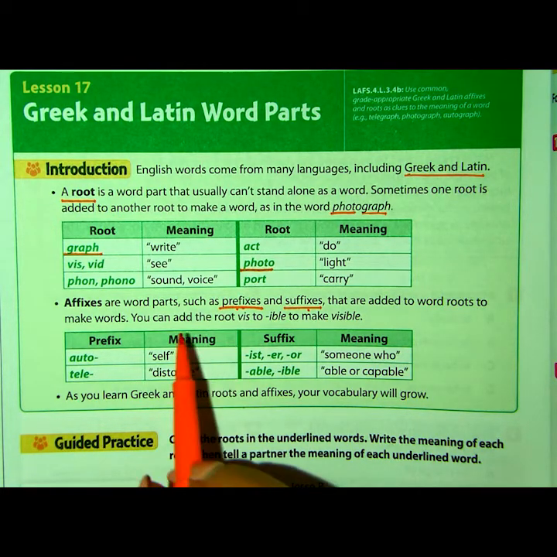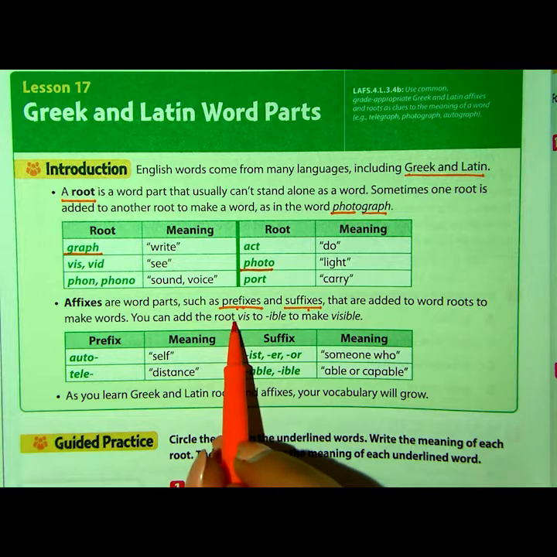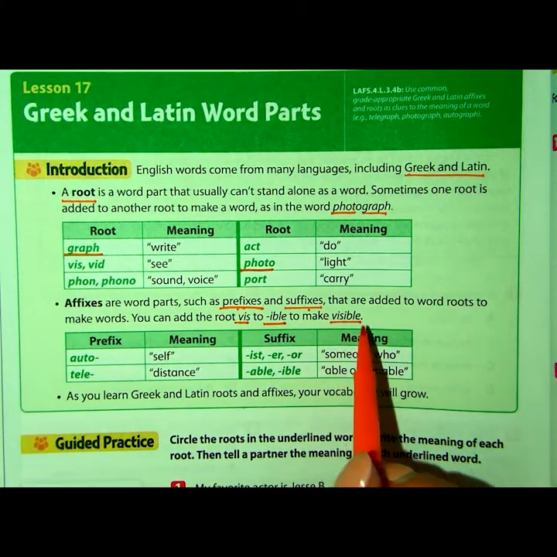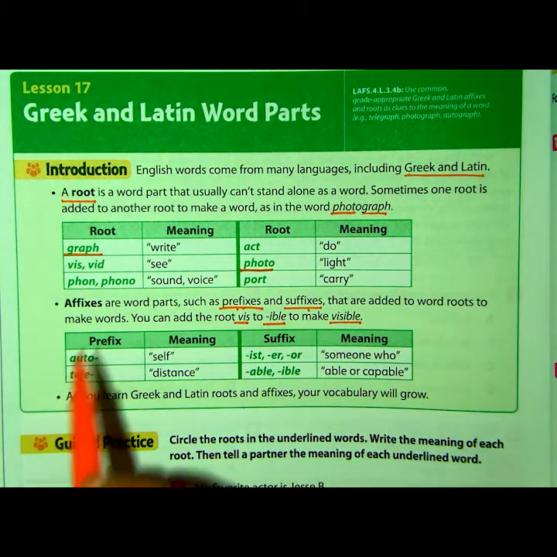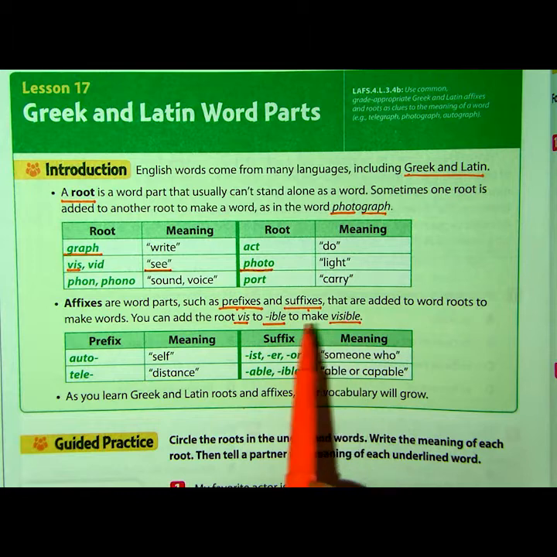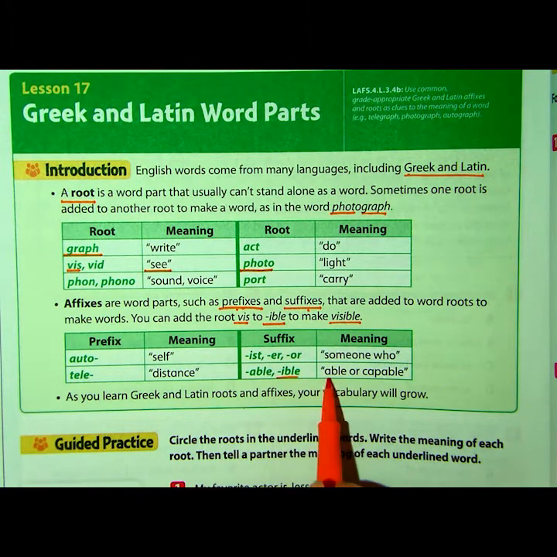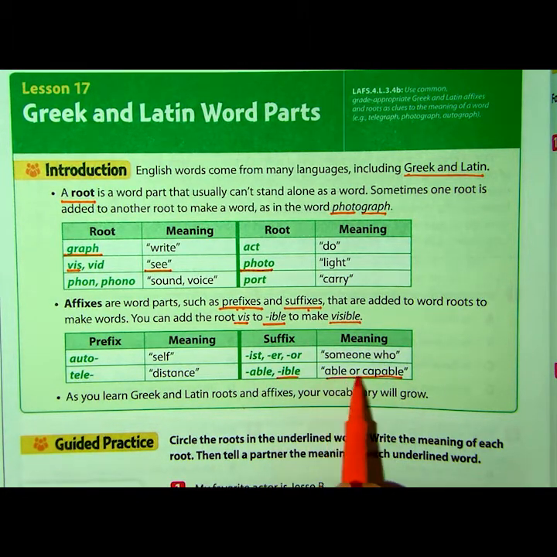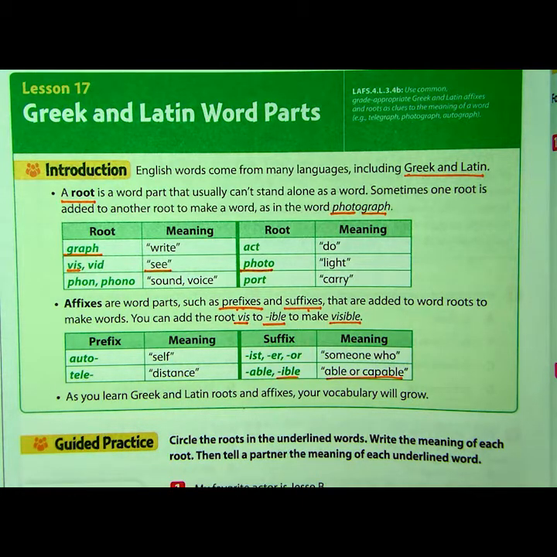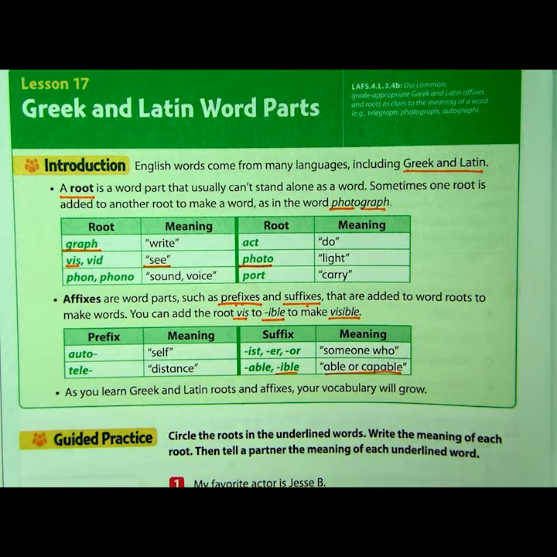So if you look, you can add the root vis to ible to make the word visible. Let's see, vis means see, and then ible means to make able or capable. So visible must mean able or capable to see. We know that because we know the word visible and what it means. Now we know it's different word parts.